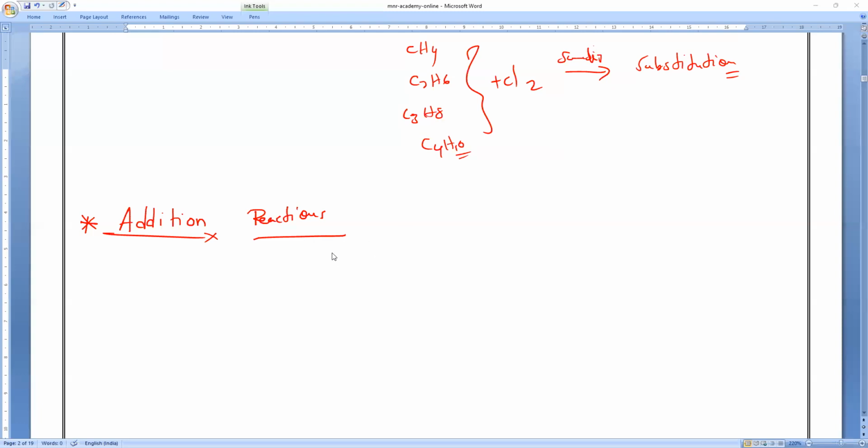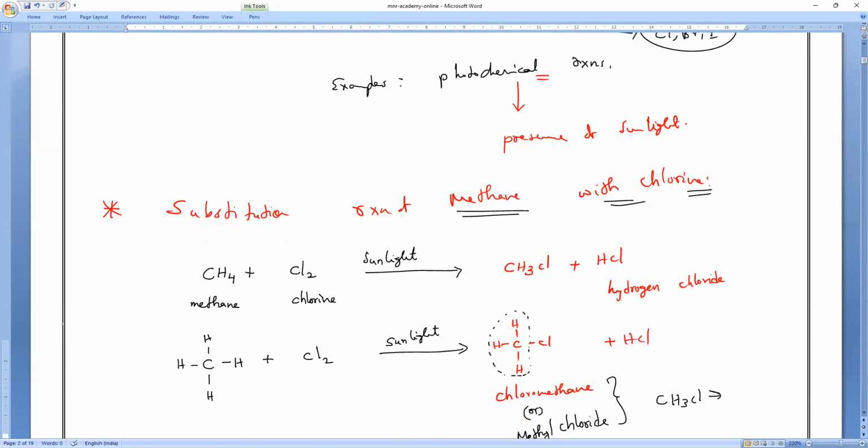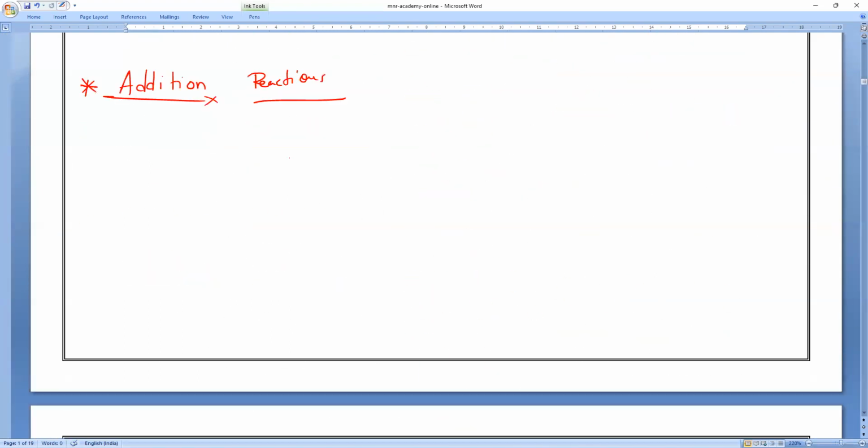Addition reactions are a characteristic property of... See, if you see the word substitution, call it a substitution reaction. It is for whom, saturated or unsaturated? It is for saturated hydrocarbons. Note it, all of you. If it is an addition reaction, immediately say it is for unsaturated hydrocarbons. Note it, no confusion at all. Very, very important point.